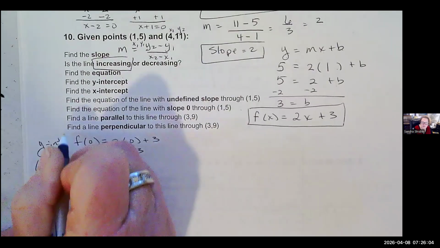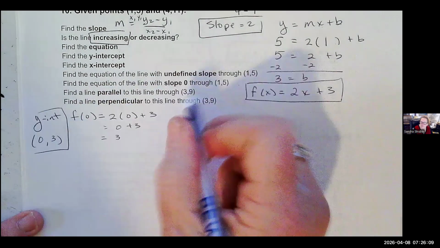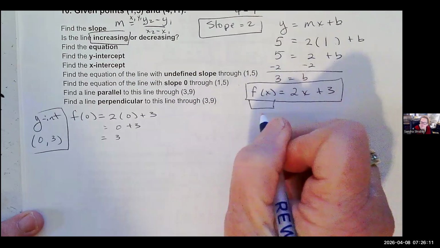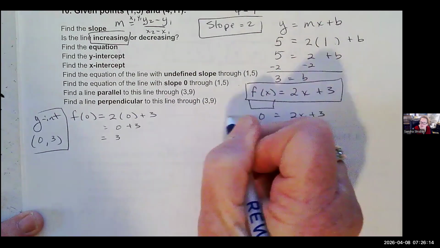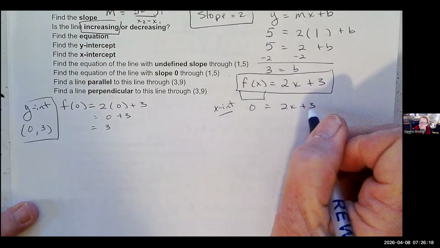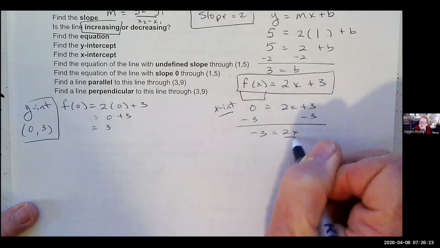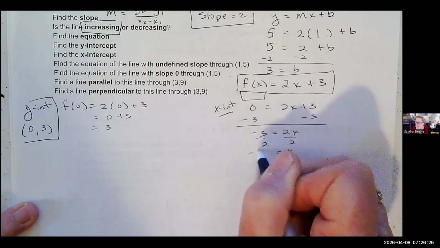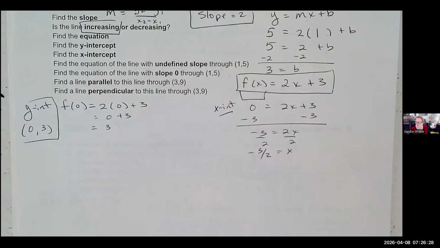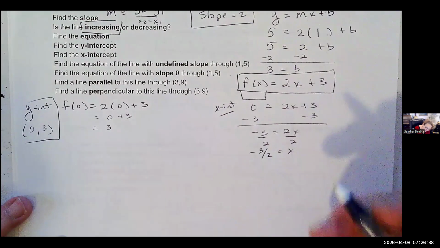My x-intercept is where you let the f of x equal 0, and solve for x. Subtract 3 from both sides. Divide both sides by 2. And x is equal to -3/2. You don't need to make this a mixed number. I never deal with that. Yes, you could put -1.5 because it's a terminating decimal. So my x-intercept is (-3/2, 0).